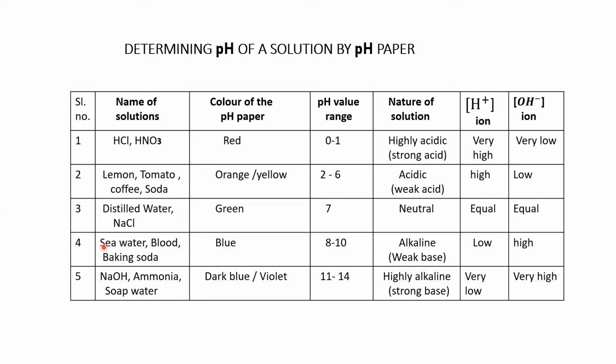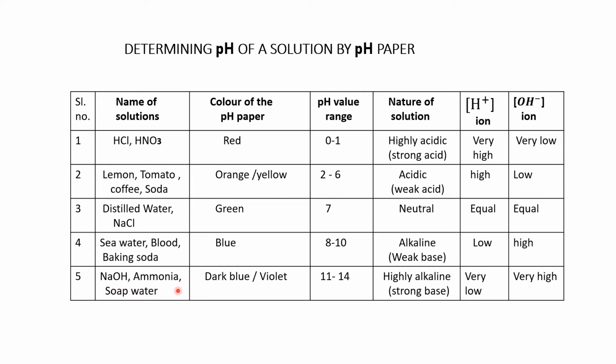Now let us see another example: seawater, blood, baking soda. In these cases, when they are added to the pH paper, it will change its color to blue. It indicates that here the pH range is between 8 to 10. And what about the nature of the solution? Here the solution is alkaline, or you can say weak base. What about the H+ ion? Since it is a base, it is low. And what about OH- ion? Since it is a base, it will be high obviously, so it will be higher here.